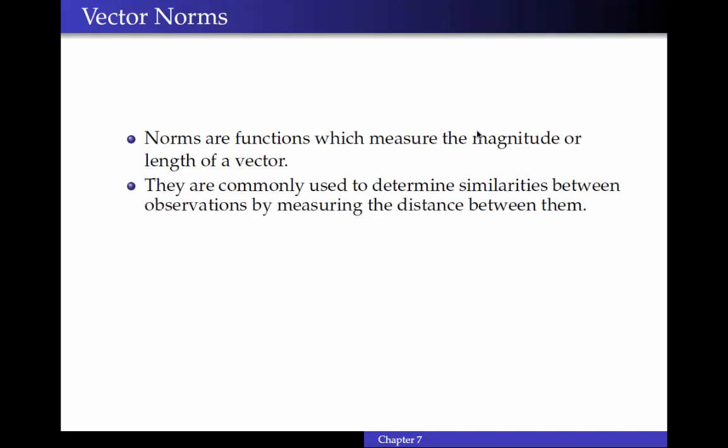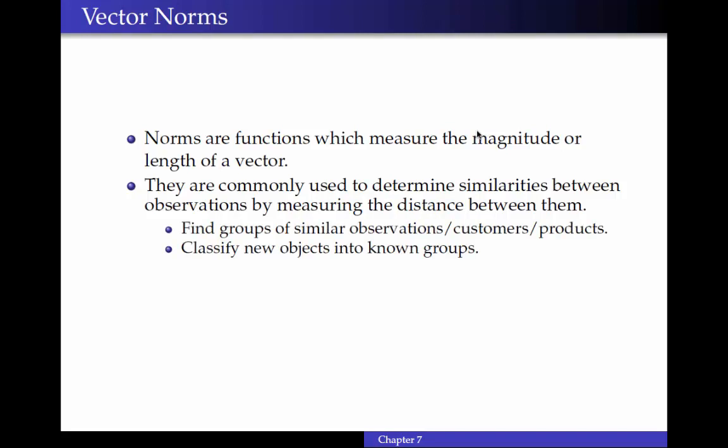They're commonly used to determine similarities between observations by measuring the distance between them. So why would we want to measure similarities between observations? Well, we might want to find groups of similar observations or customers or products so that we can market to the same customers, or we can market a certain group of products to people who are likely to buy them. Or we might also want to classify new objects into some known groups, and we want to know what group this new object is most similar to.